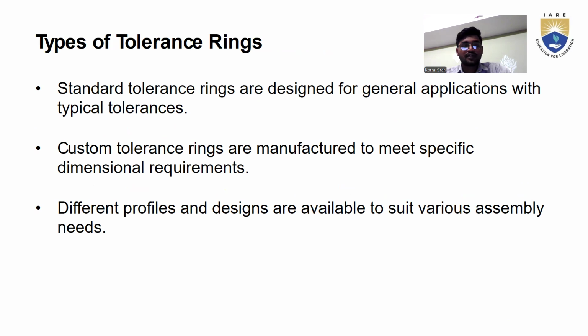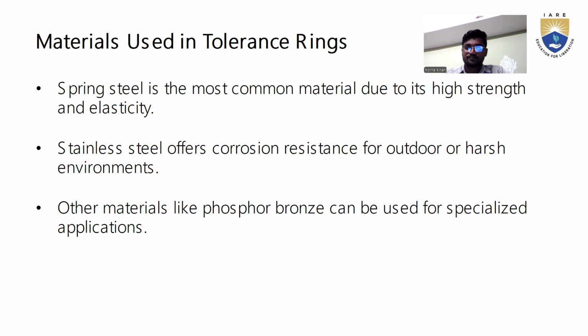Standard tolerance rings are designed for general applications with typical tolerances. Custom tolerance rings are manufactured to meet specific dimensional requirements. Different profiles and designs are available to suit various assembly needs. Here, the types of tolerance rings are two: one is the standard tolerance ring, and the other is the custom tolerance ring.